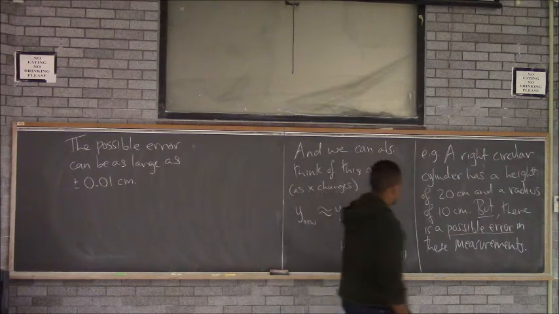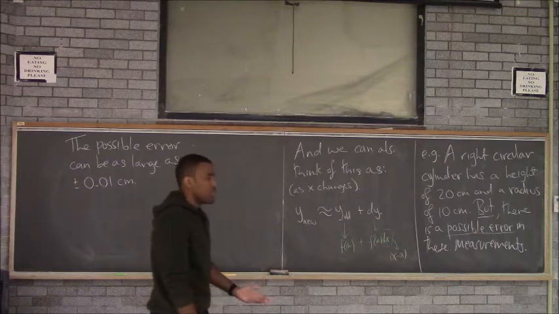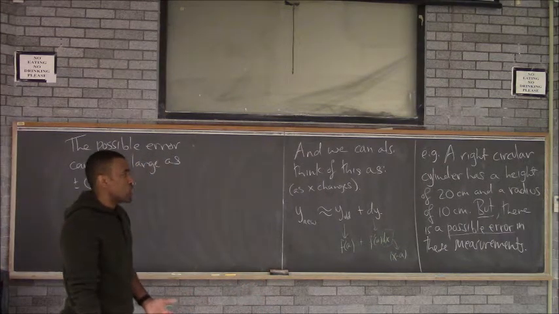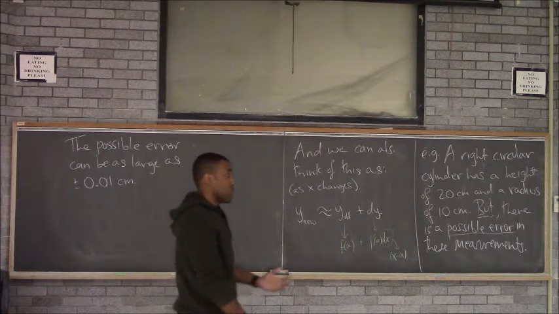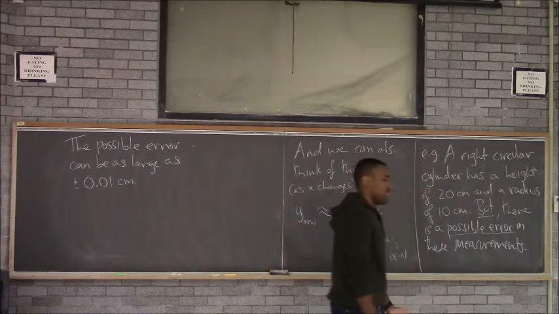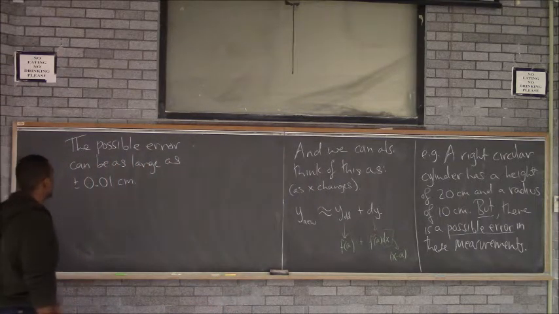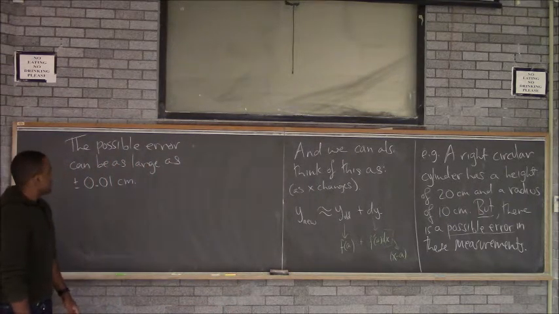So we have something where the height is 20, but I use an instrument to measure it that doesn't do it perfectly. So the height could in fact be as high as 20.01, or it could be as low as 19.99, right? So I'm a little bit off, okay? So assuming the error in these measurements can be as large as that, right?